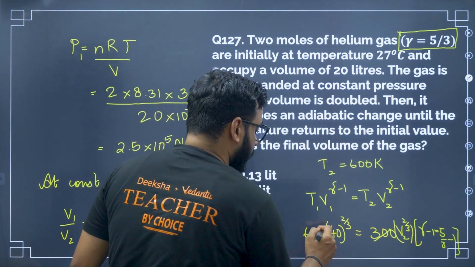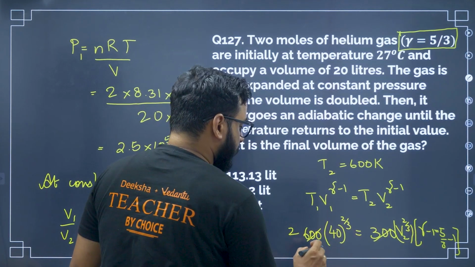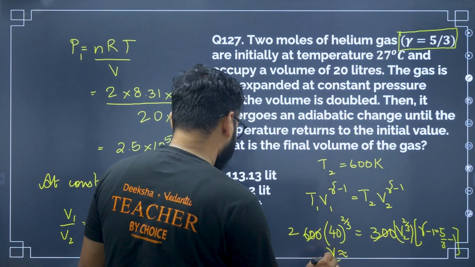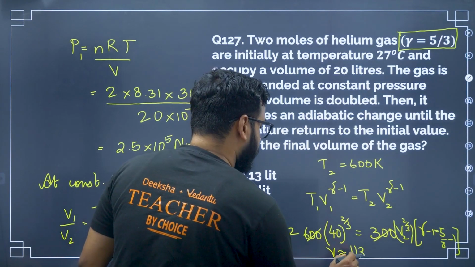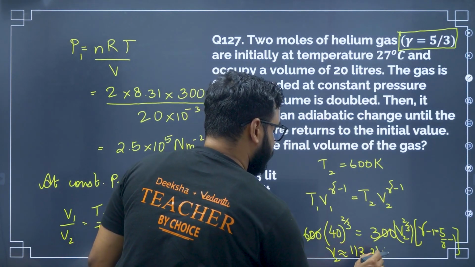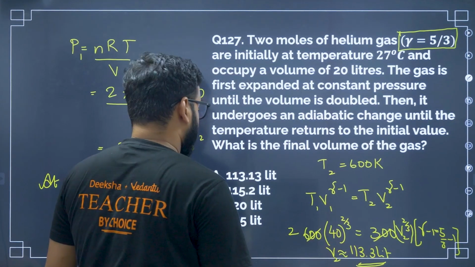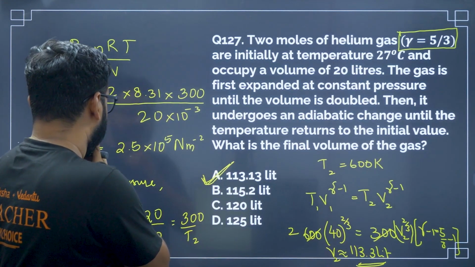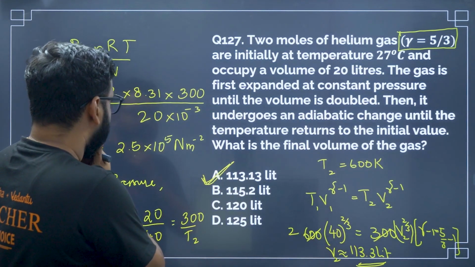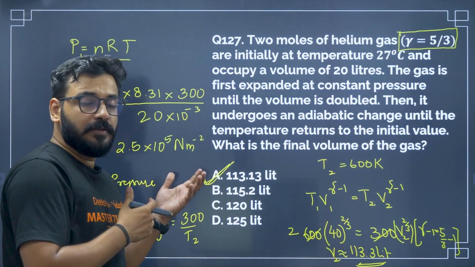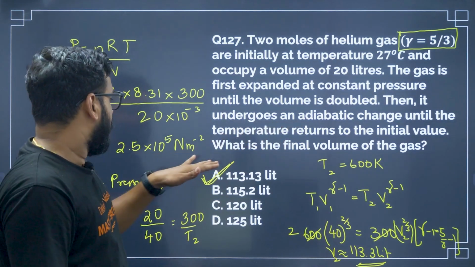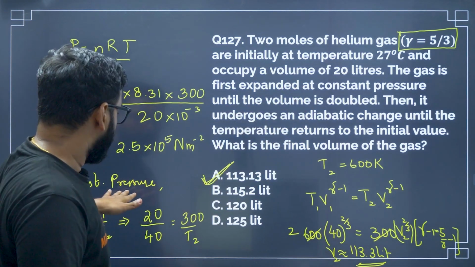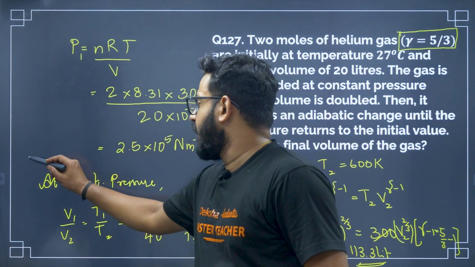600, 300, it's already 2. So 2 power 3 by 2 into 40. Ultimately you will get V2 approximately as 113.3 liters, that is option A. Pressure was actually not needed at this point, so we could have found the final volume using all the given conditions, and you can start considering from this point.